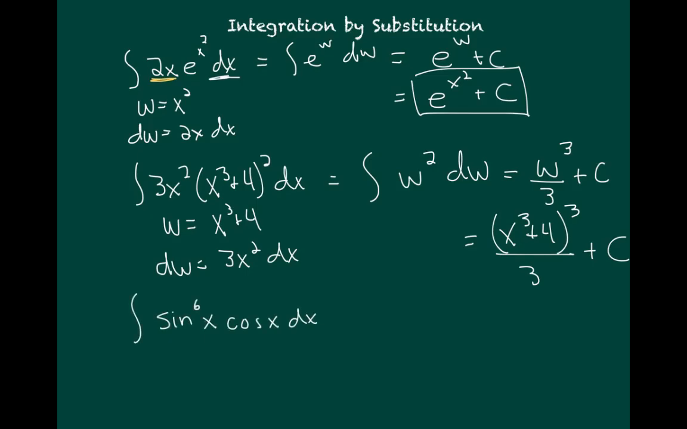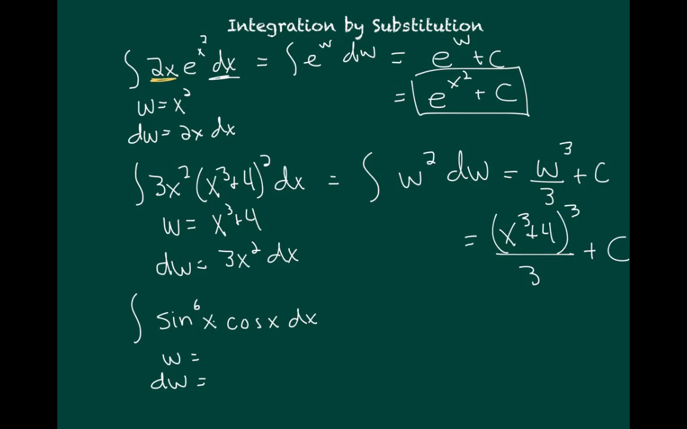Okay, consider this one. Sine x to the 6th times cosine x. Now remember, another way of writing sine x to the 6th is just put sine in parentheses raised to the 6th power. Now pause the video, see if you can figure out which function is an inside function and set that equal to w, and then its derivative should be there, and that would be dw. Okay, pause the video and give it a shot.